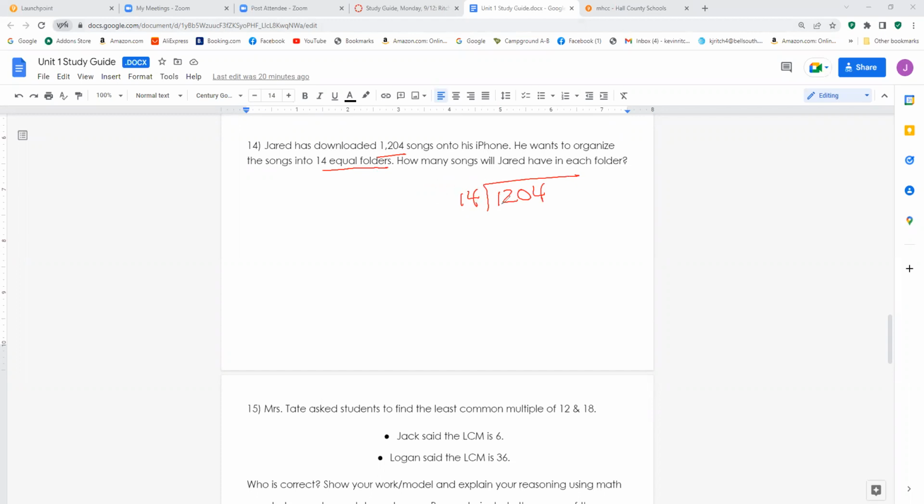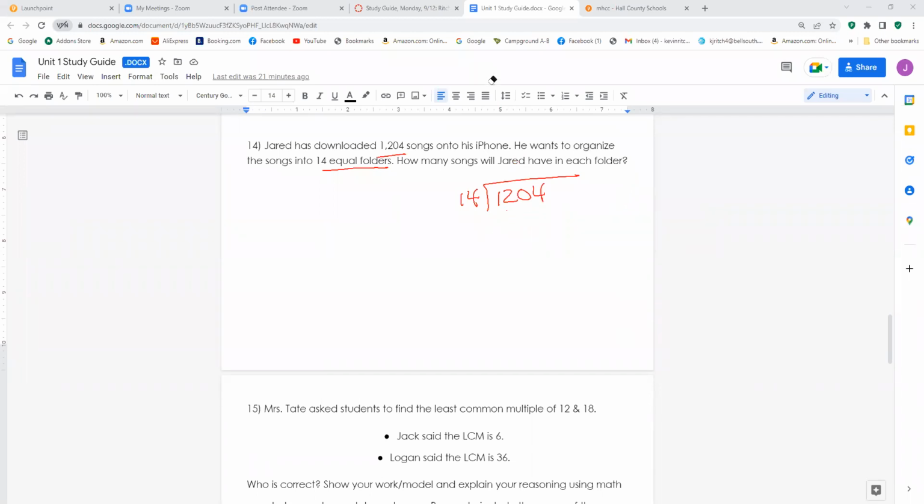So 14 won't go into 1, it won't go into 12, but it will go into 120 about, let's say 9 times, maybe. 9 times 4 is 36, carry the 3. 9 times 1 is 9, 10, 11, 12. Oh no, 9 is too much. So I got to go down to an 8.